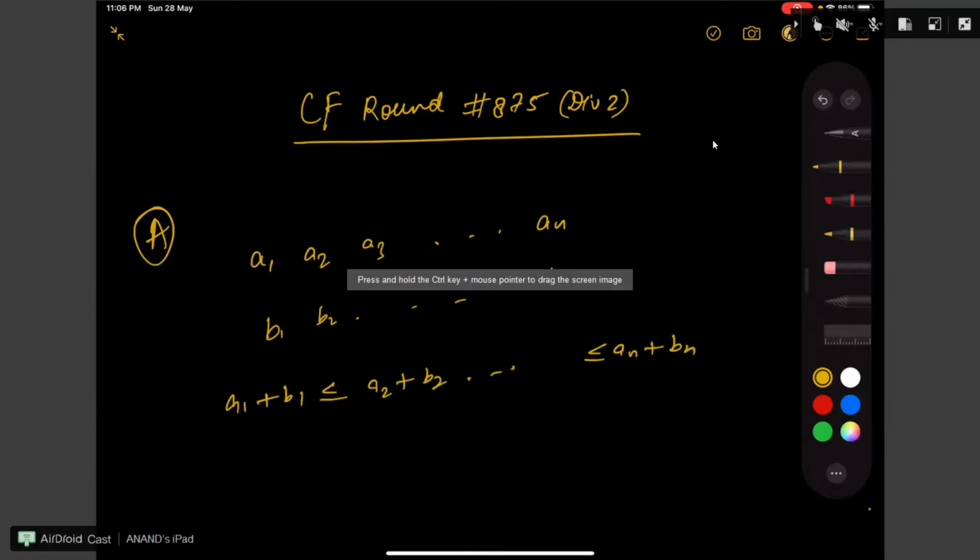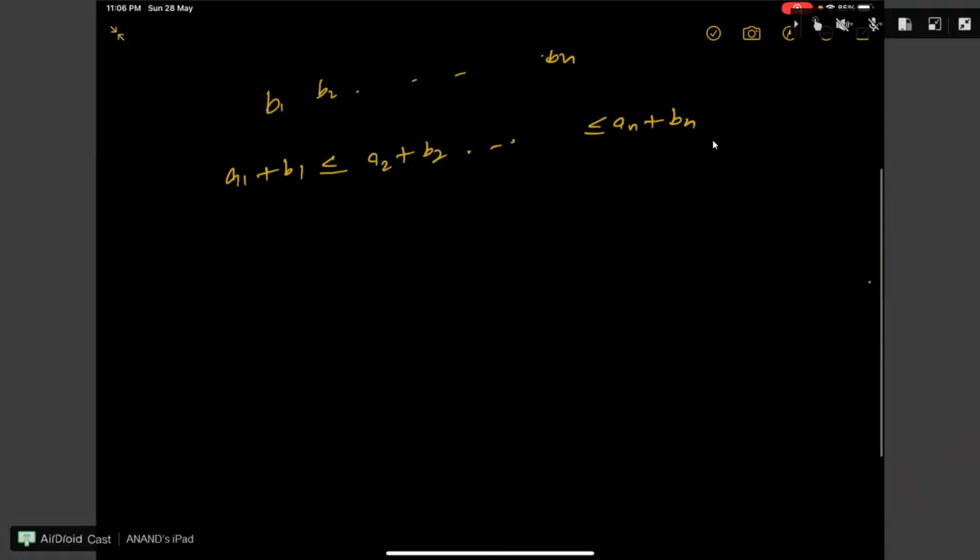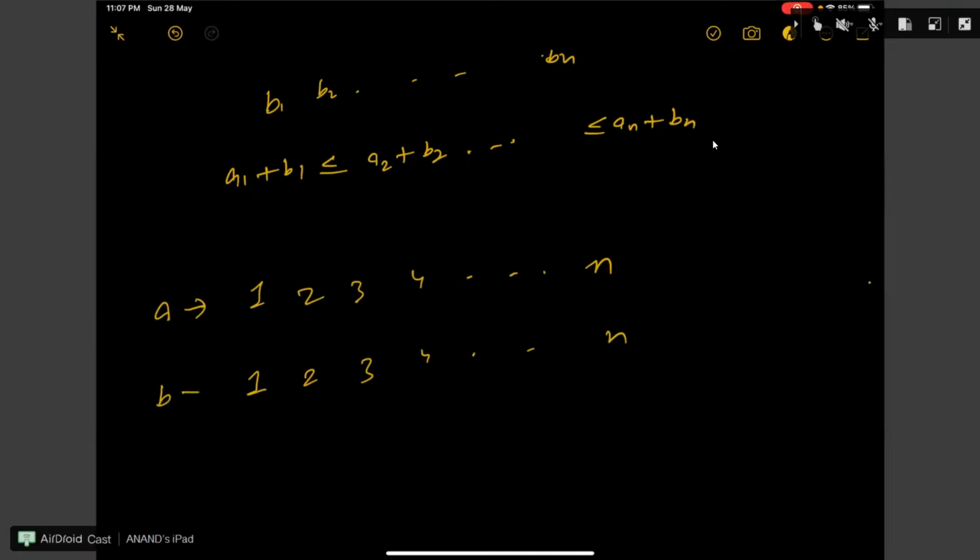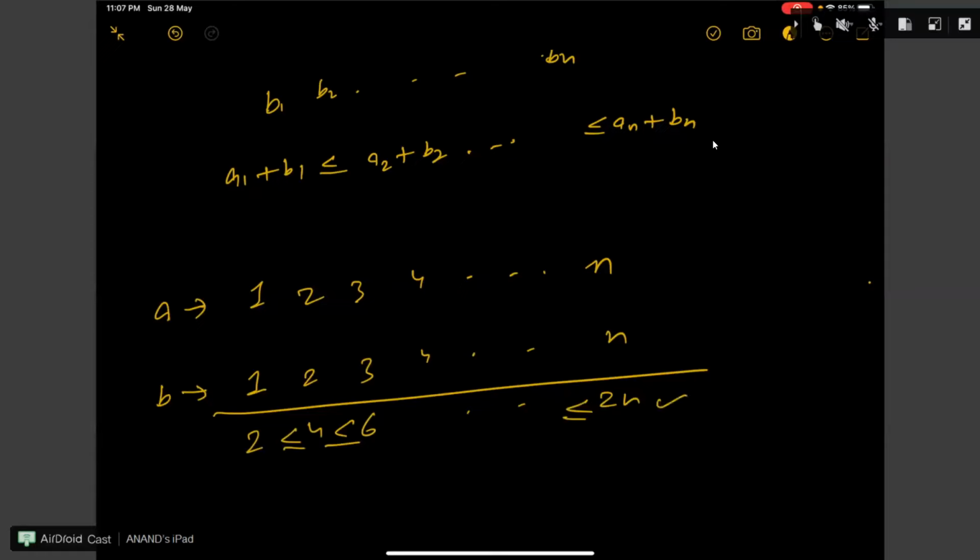Okay, so if you consider a very simple permutation like 1, 2, 3, 4, and so on up to n, you can just replicate this array 1, 2, 3, 4, and so on up to n. If this is your permutation A, then your permutation B can be simply written like this. So in this case, you can quickly see that 1 plus 1 is 2, 2 plus 2 is 4, 3 plus 3 is 6, and so on up to 2n. So obviously this forms an increasing sequence.